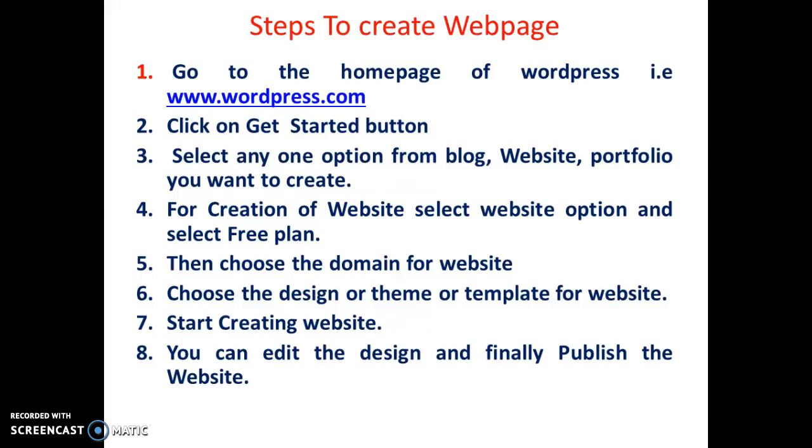Next, when you choose, for example, the option of website, you are going to select the website option and then select the free plan. Then you are going to choose the domain for the website. In this, the domain for my website was neha1990 site.wordpress.com. After you choose the domain, you can choose the theme or the template and directly start editing the content over there. So this is how, after finalizing the design, the theme, and the contents, you can finally publish your website.